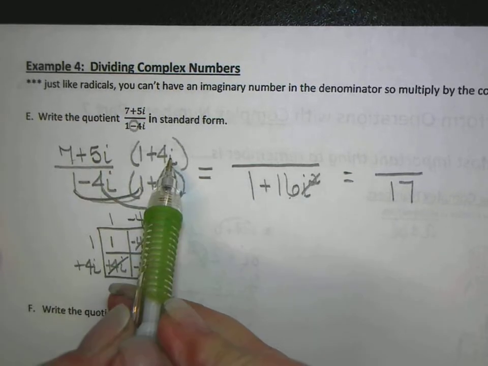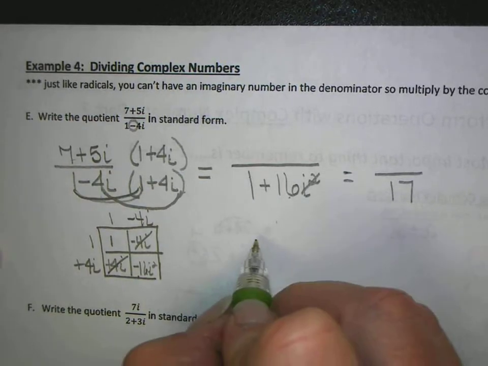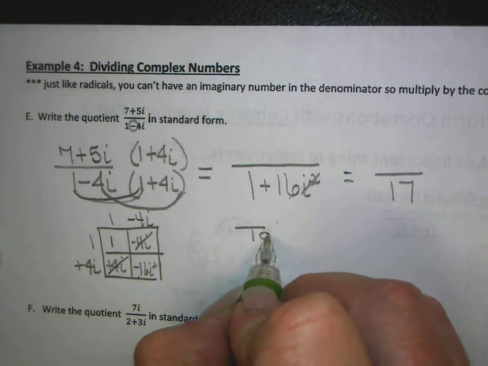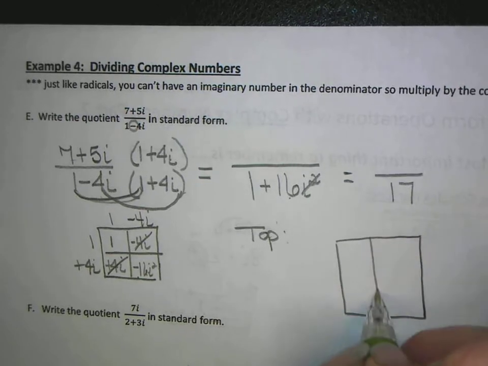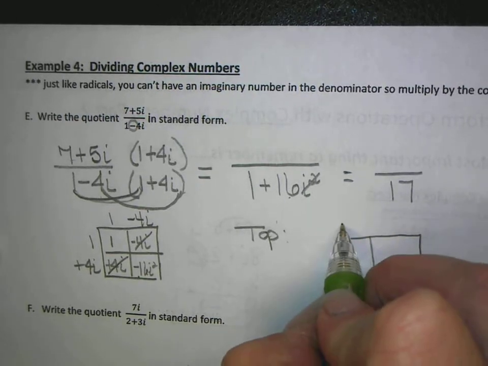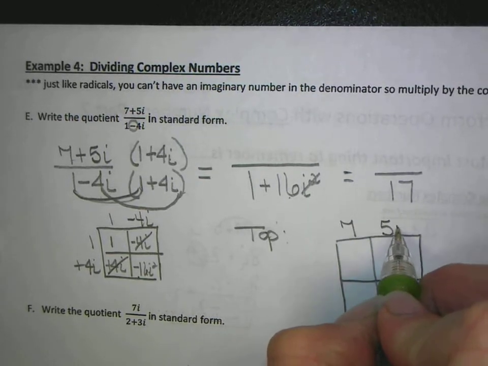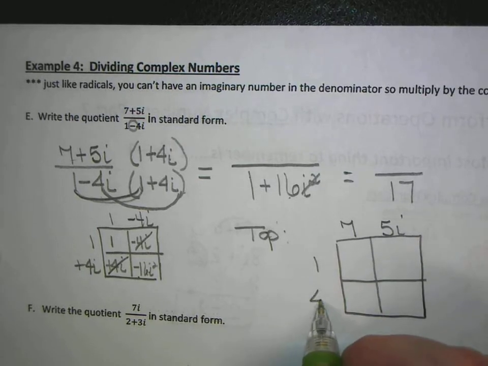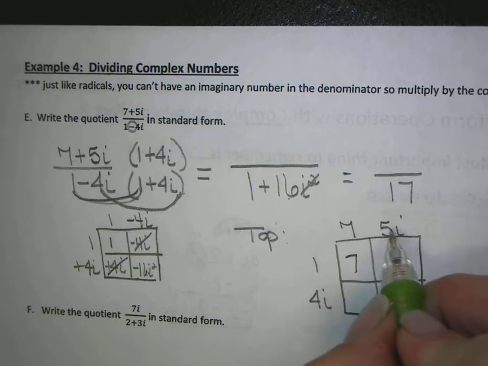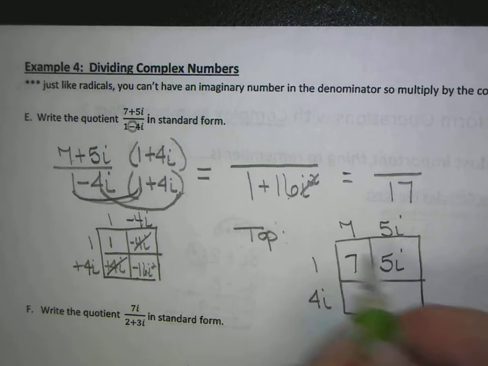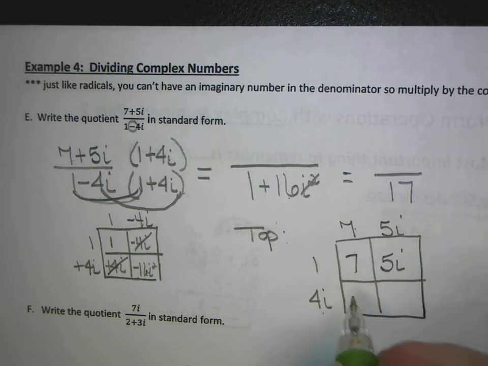Now the top is not so easy. You actually do need to multiply those out. So the top of this is going to be another set of boxes because, again, it is a binomial. So you're going to do 7 plus 5i and 1 plus 4i. Remember, you can have i's in the top and not in the bottom. 1 times 7 is 7. 5i times 1 is 5i. 7 times 4i is 28i.